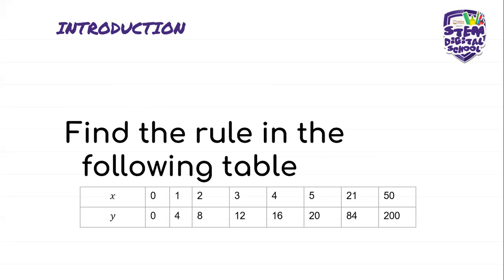So just the rule that we are looking for, you can tell that if you look at the other different categories there, you have 5 and 20. And then from there, you've got 21 and 84, and then 50 and 200. So 50 is the input, and then 200 is the output. Now, remember that the rule can help us to find the next terms.